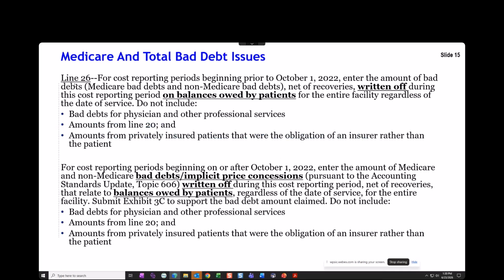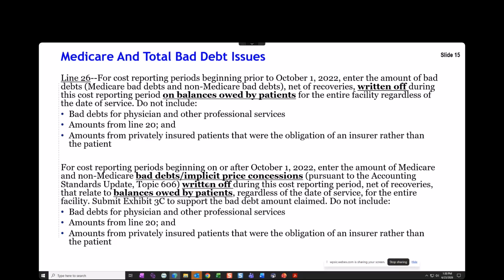If we go to the instructions on S10 line 26, we have prior to 10.1.22 and then on or after 10.1.22. Notice the big difference here is the inclusion of the bad debts or implicit price concessions discussion that came after 10.1.22. And they have to be written off during this cost reporting period. And again, since we're talking line 26, written off is a GAAP term here. It doesn't have to be written off on the Medicare part of the cost report on E Part A.